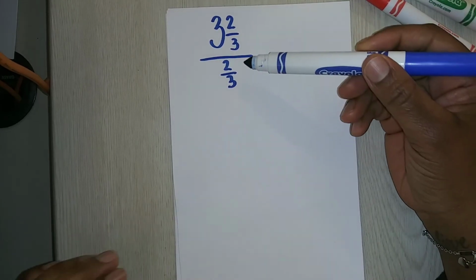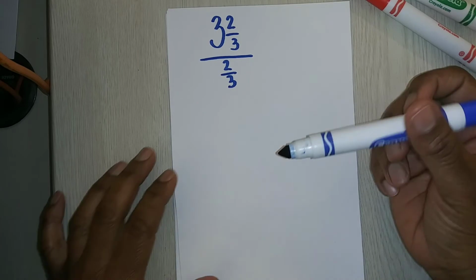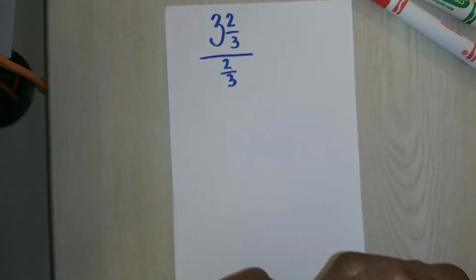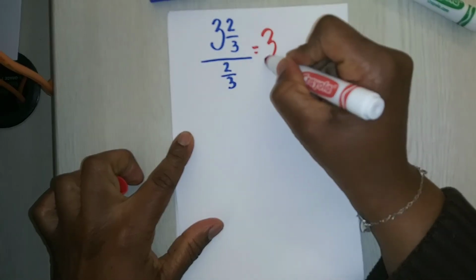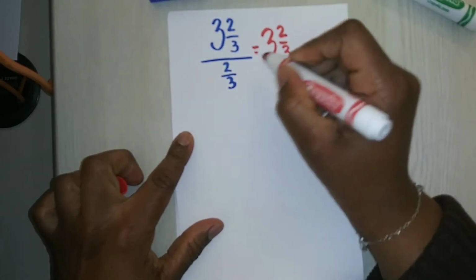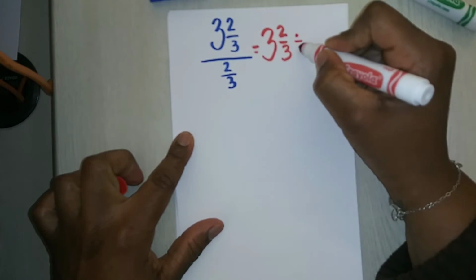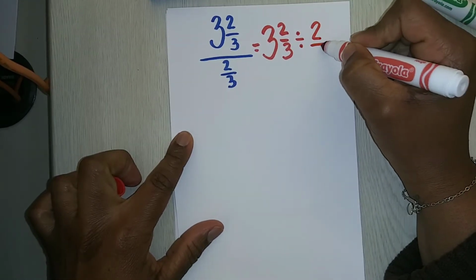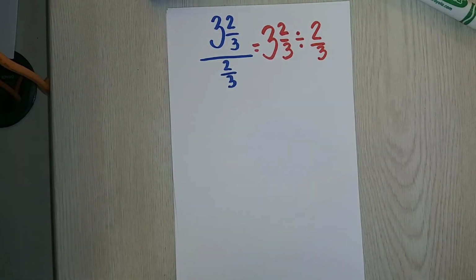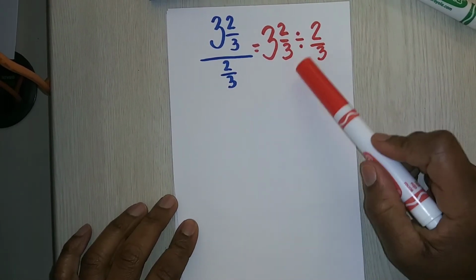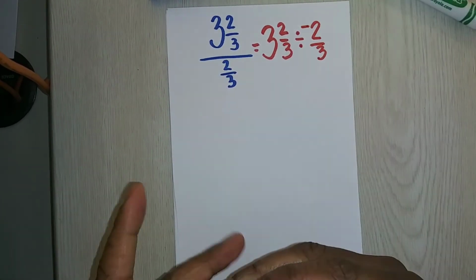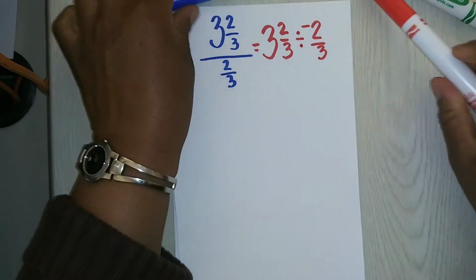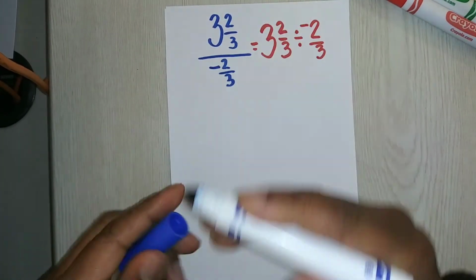The first thing I want to do is rewrite this horizontally. 3 2/3. The division fraction bar means division by 2/3. The division bar in this complex fraction means that 3 2/3 is divided by a negative. I want to make that a negative 2/3. Let's go ahead and make that a negative 2/3.